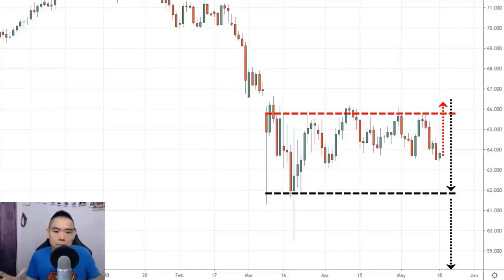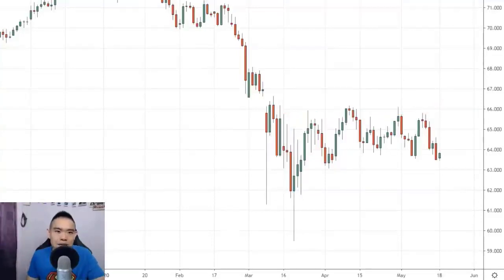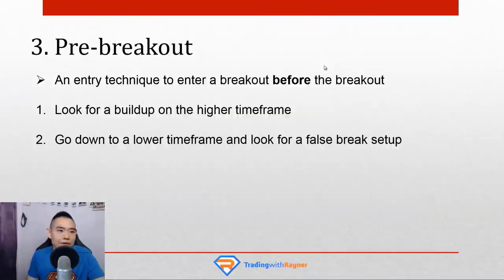So don't underestimate the pre-breakout technique. And I'm not doing anything fanciful over here. All I just did is combine concepts that you have learned earlier. That's it. Okay, moving on.